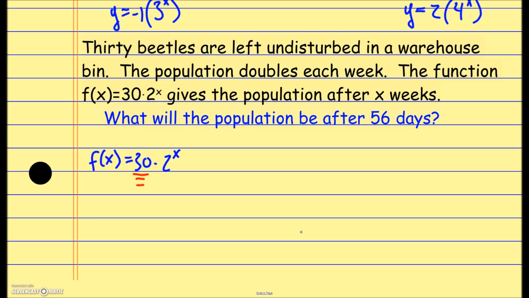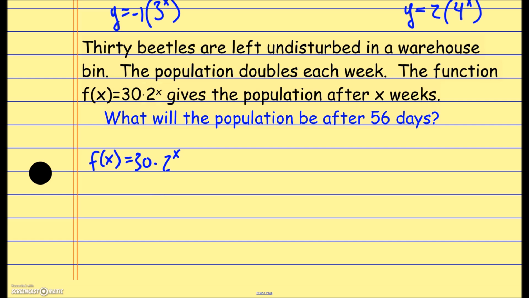And then doubling each week, telling us what we're multiplying by each time. Remember, that's our common ratio. That's our b value. So the b value is the common ratio. It's the thing we're multiplying by each time. Okay? So even if I didn't give you this equation, I could give you this problem without the equation, and we should be able to come up with it. Okay? And that's what we'll do a little bit later on. So I want to point that out here.